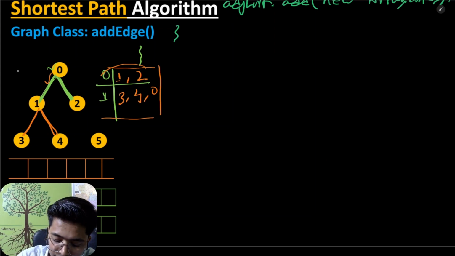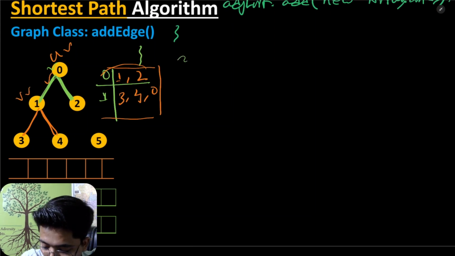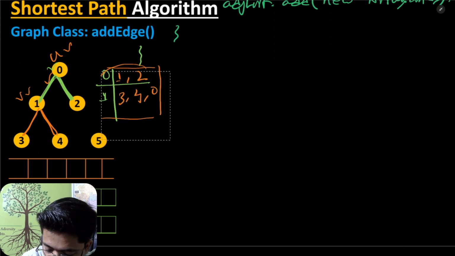For that we have to add the edge in both. Let's say this is the U section, we have to add in U, and let's say this is V, so we have to add in the V section. So for that we'll create a function addEdge. So let's create a function, and first let me just remove this section.